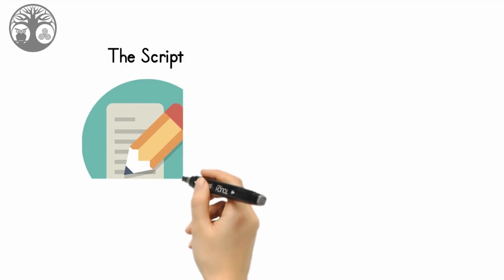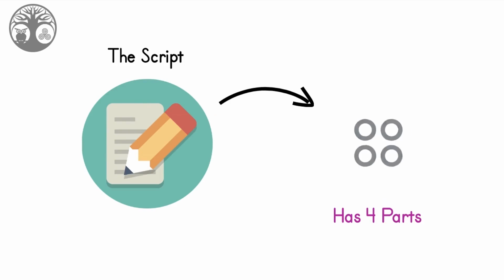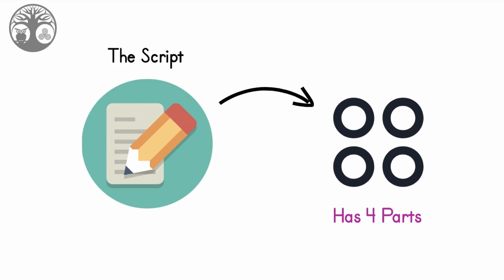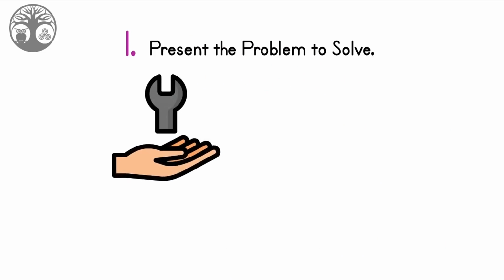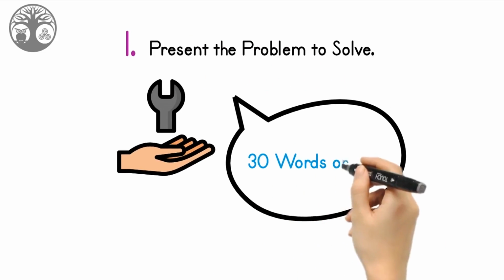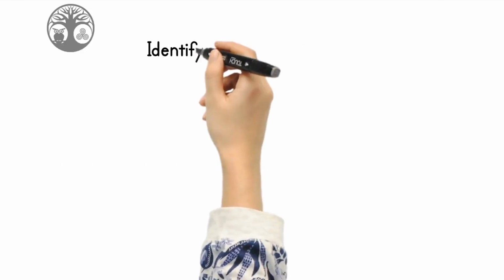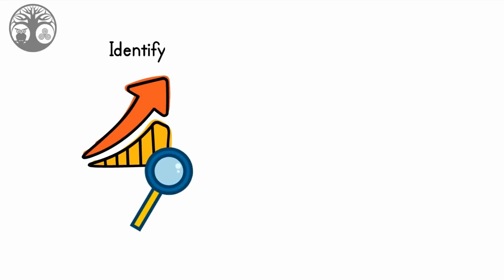The video script that you create for the explainer video has 4 parts. 1. Present the problem to solve. Use 30 words or less. Identify with your target market demographics.